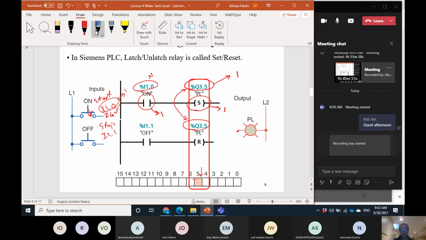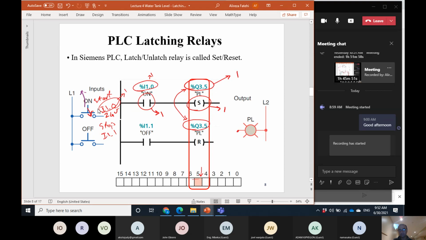What will happen when I release that? When I release that, this becomes 0 volt, and so this becomes 0. Although this becomes 0, this is still 1. This remains 1, because this assignment coil only sets that. It cannot reset that. To reset that, we need this one.